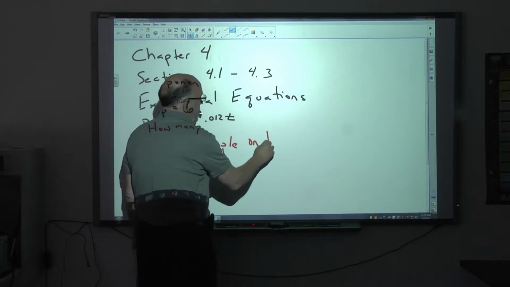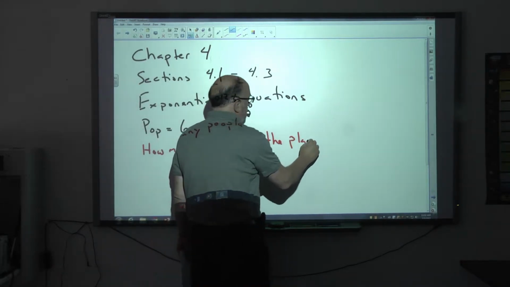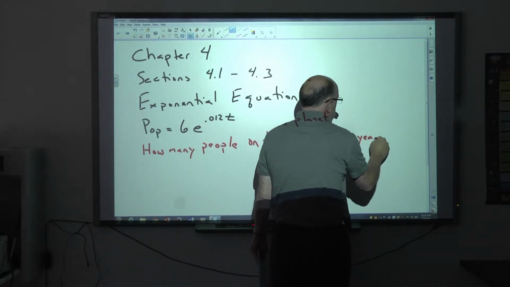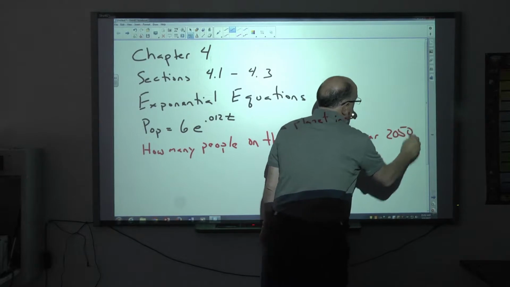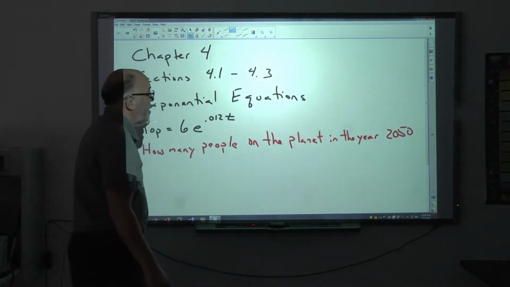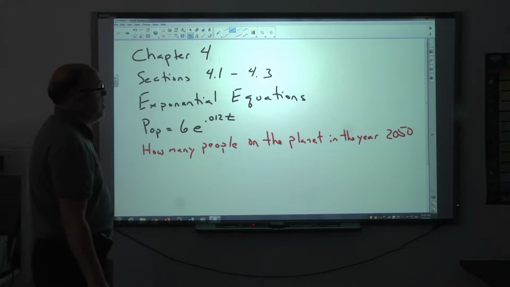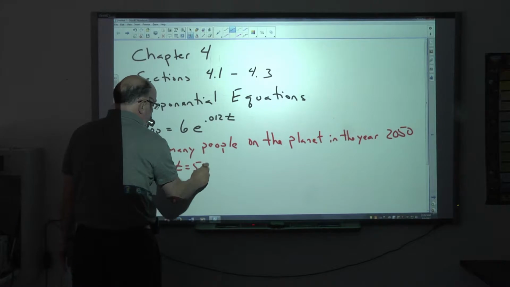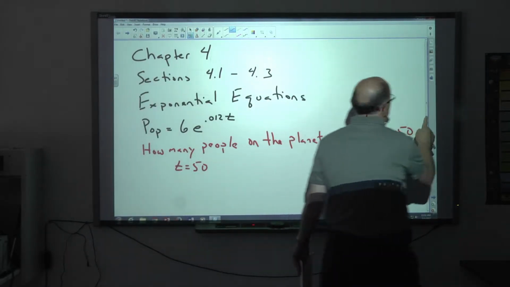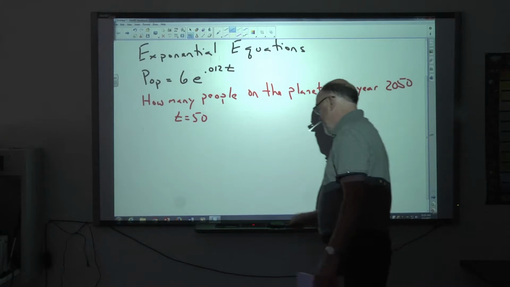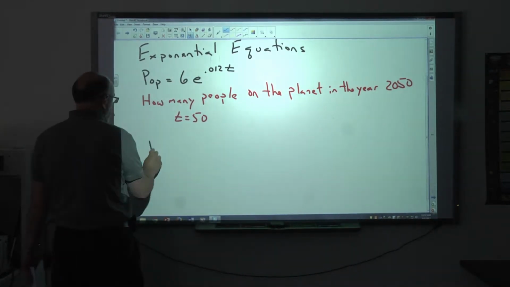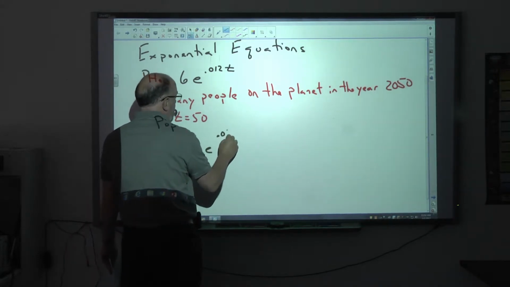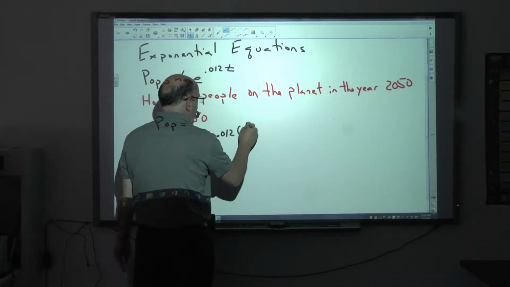So how many people will be on the planet in the year 2050? Well, 2050 would be 50 years after the year 2000, so t is going to be 50, and the population will be 6e to the 0.012 times 50.